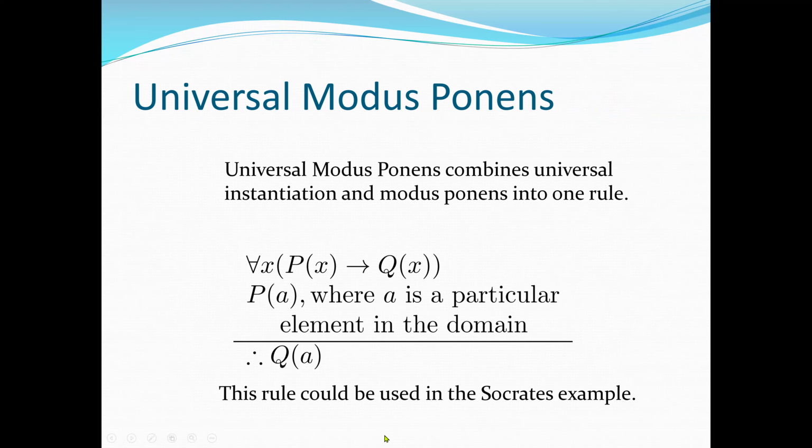Now universal modus ponens combines universal instantiation and modus ponens into one rule. So for all x, P(x) implies Q(x), and P(a) where a is a particular element in the domain. If I have P(a), then we get our conclusion Q(a), because here we have for all x, P(x) implies Q(x). So whatever value I get for the argument for P, that will give me the Q.